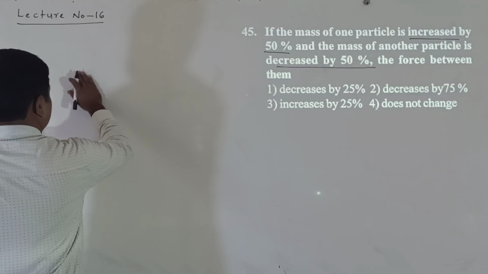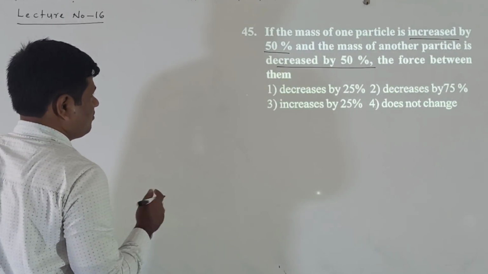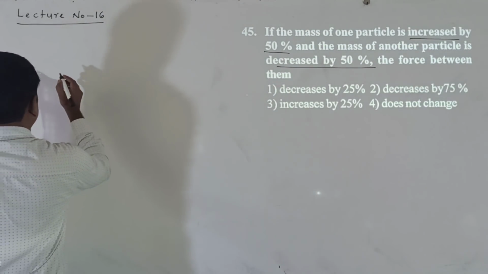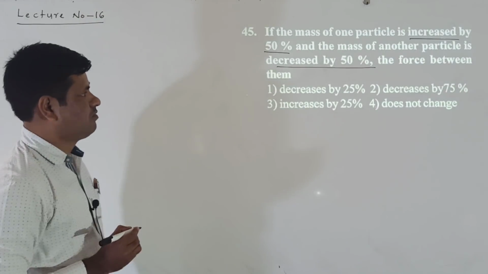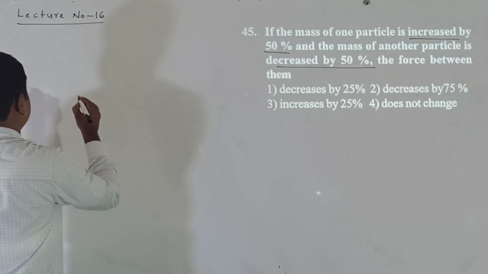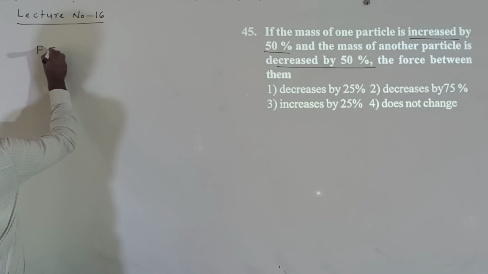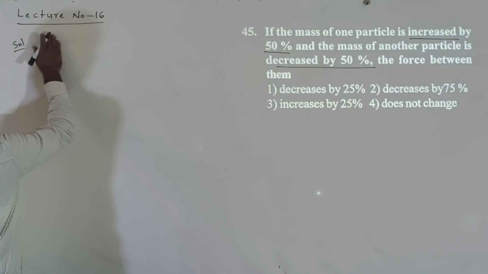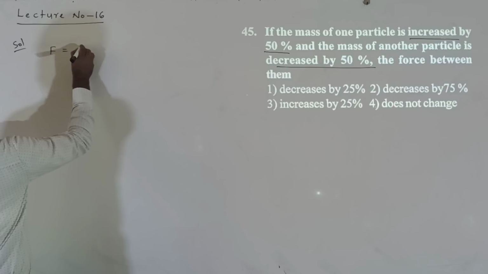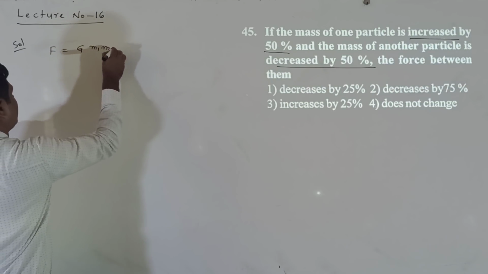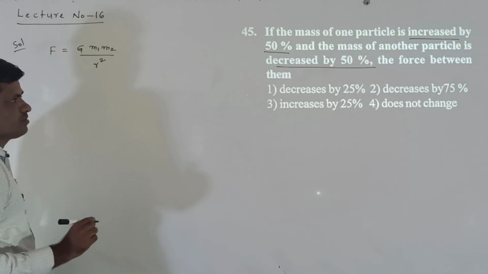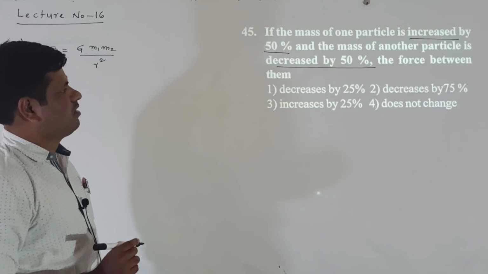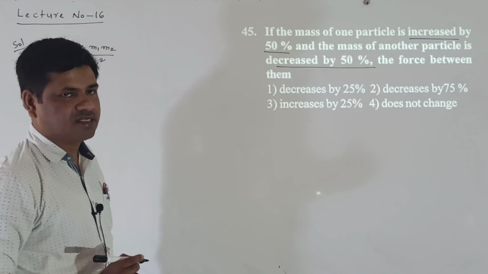First of all, we consider two masses. Here I consider two particles, one with mass m1 and the other with mass m2. The force between them, I am writing first: F is equal to G m1 m2 by r square. This is the force between them. That is, one particle is increased by 50% and another particle is decreased by 50%. That is what is asked in this question.